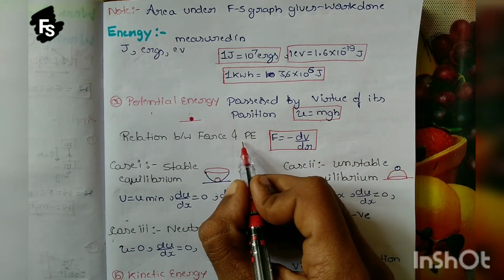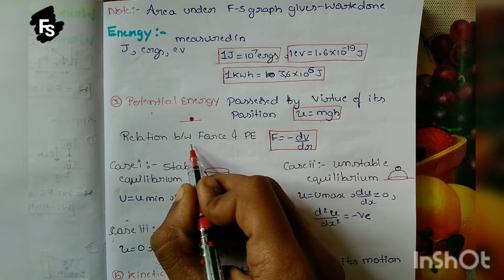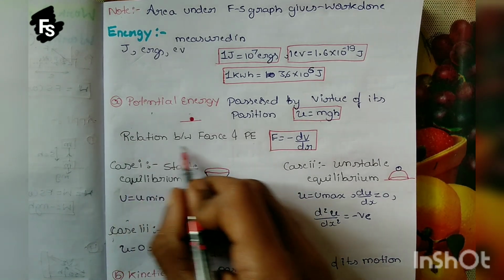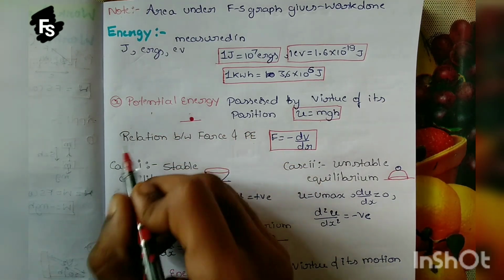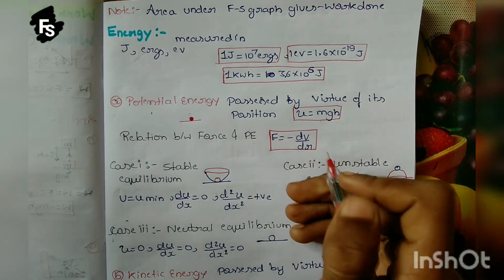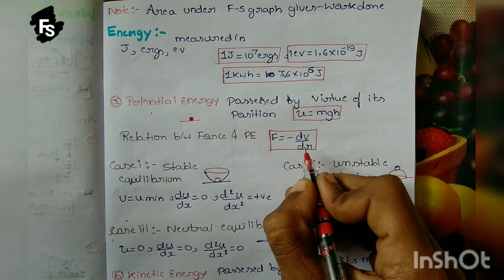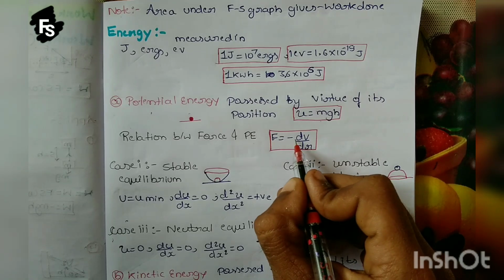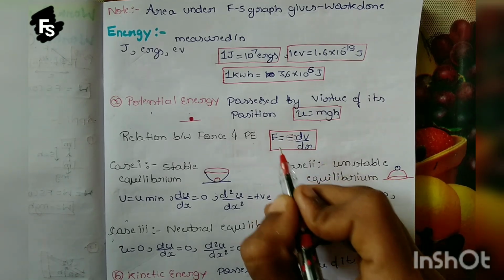Relation between force and potential energy. What is the relation between force and potential energy? They may ask some questions from this concept also. Force is equal to minus dU by dr. See here, force is equal to minus dU by dr. Differentiation of potential energy gives the force with a negative gradient. Remember this, with a negative gradient.